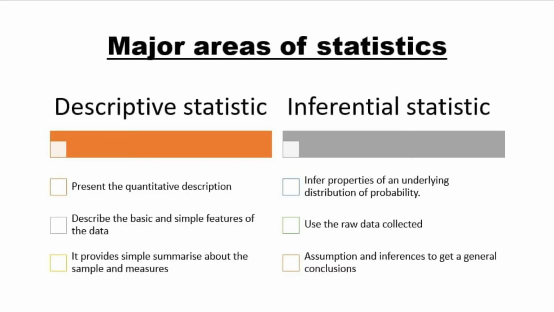There are 2 major areas of statistics, which are known as descriptive statistics and inferential statistics. Descriptive statistics are used to present a quantitative description, describing the basic and simple features of the data in a static case, and it provides simple summaries about the sample and the measures. However, inferential statistics is the process of using data analysis to infer properties of an underlying probability distribution. Inferential statistics uses the raw data collected to make assumptions and inferences to reach general conclusions.